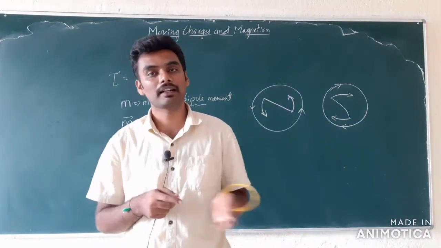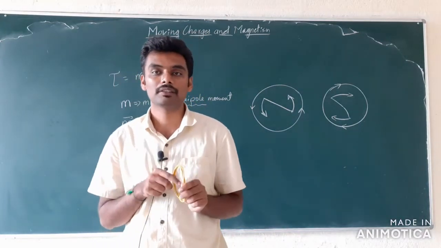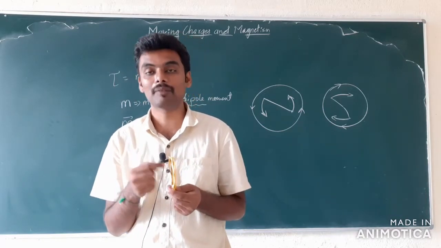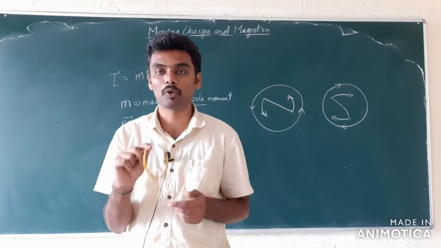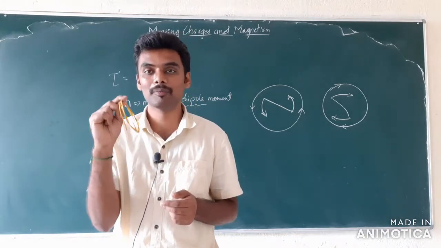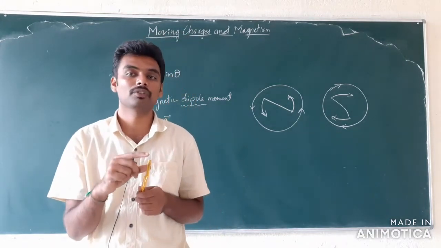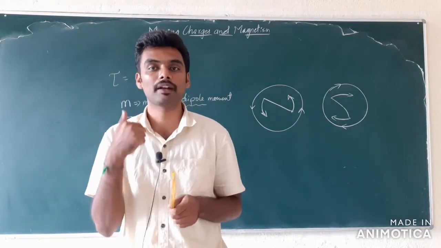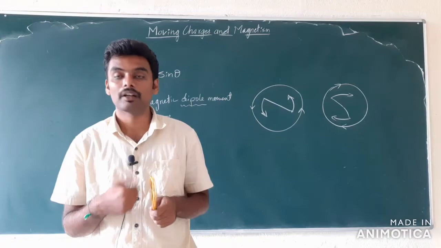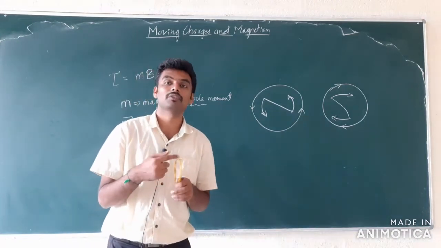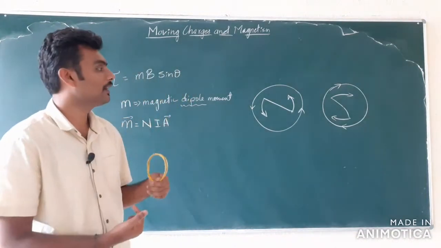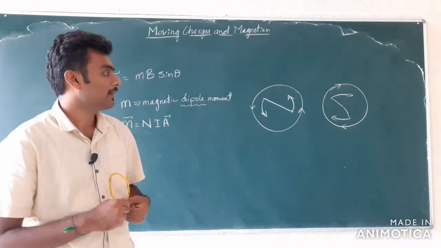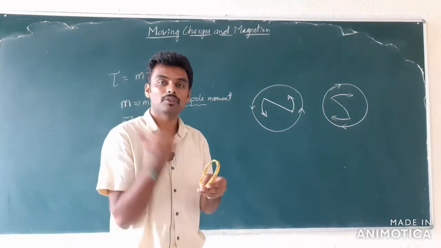Unlike electrostatics, here both the poles of the magnet can be found in the same coil. The very same coil constitutes both the north pole and the south pole. And the decision of north pole and south pole shall be made by observing the direction of current in the coil.